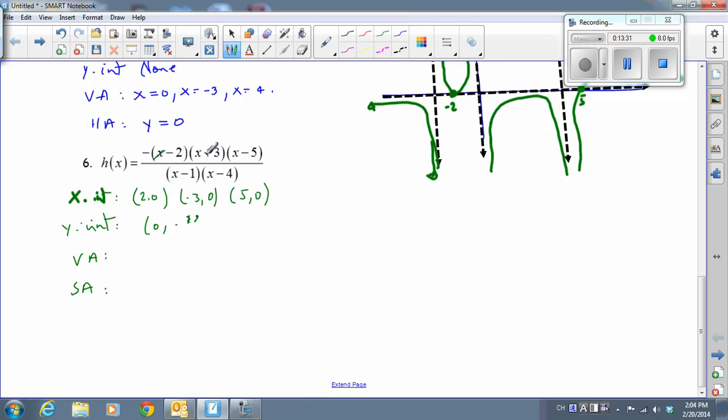Let's cross it. For my y-intercept, I get 30 over 4, meaning negative 15 over 2. Vertical asymptotes, I have x equals 1 and also x equals 4. For the slant asymptote, y equals, once again, if you compute it, you will get negative x minus 1.